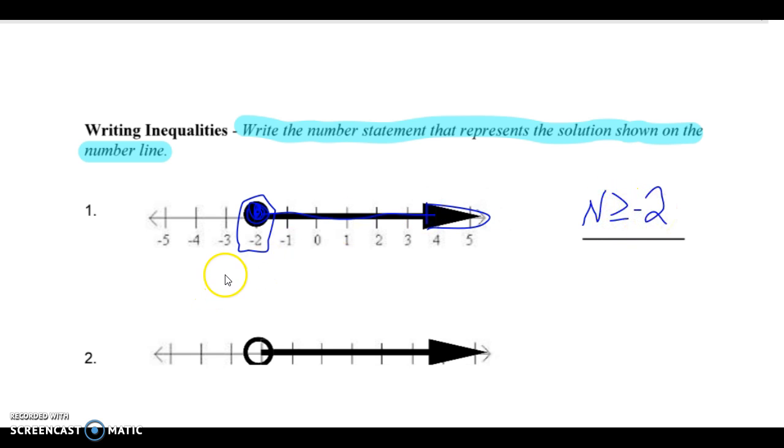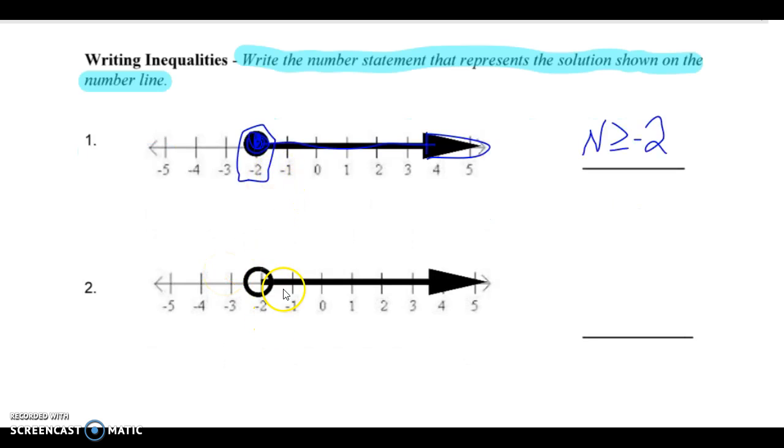Okay. Take a look at example 2. Very similar to example 1, right? What's the difference? Here you have a closed circle and you have an open circle. Essentially the same thing. In example 1, -2 is included, but in example 2, -2 is not included. So again, the numbers that are being shaded on the number line are greater than -2.